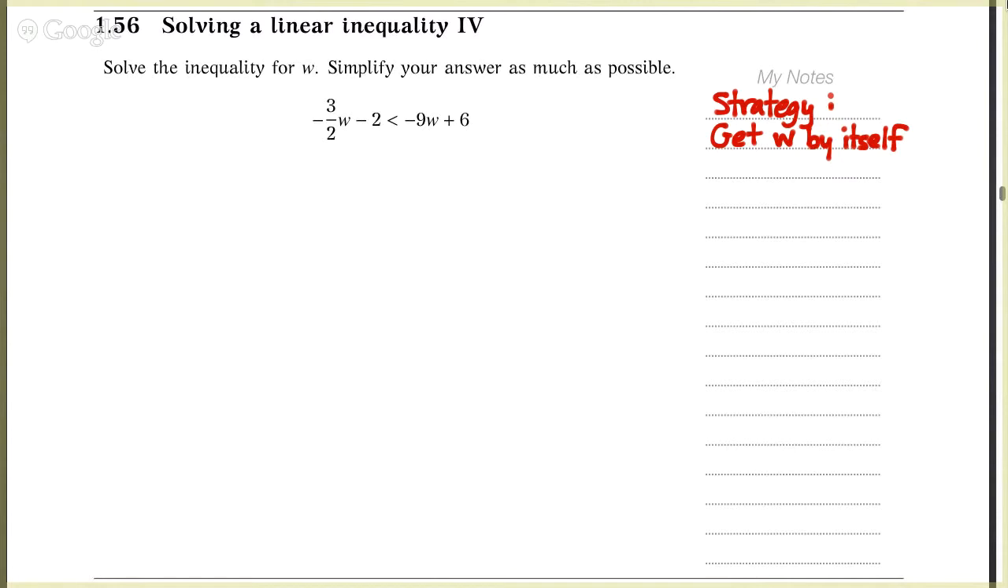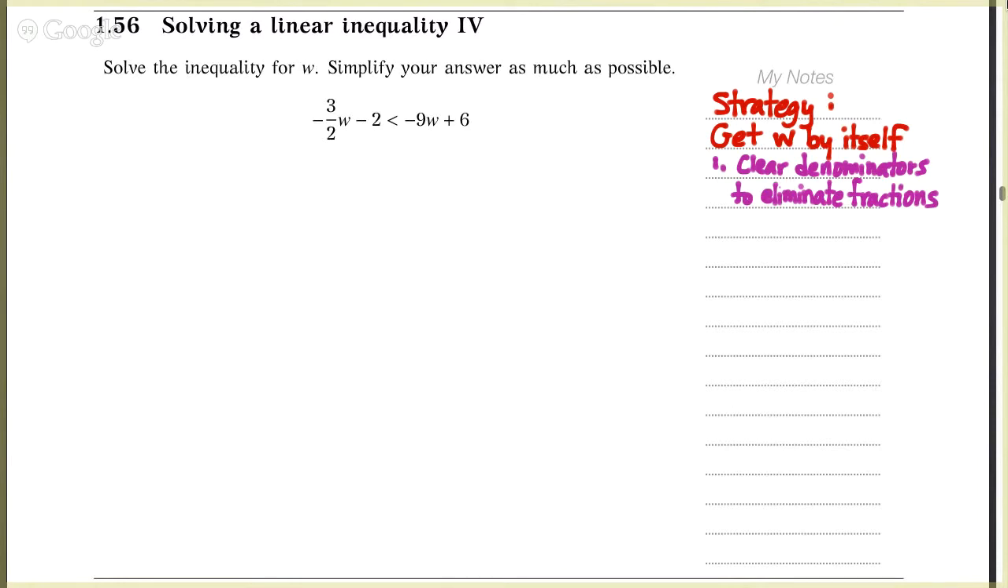So anytime the word solve appears in a problem, the objective is to get the variable by itself. So in this example, the variable is W. We need to get W all alone by itself on one side of the equation. So here's an idea. First thing I want to do is ditch the fractions. Anytime you can ditch the fractions, it's a good idea, right?